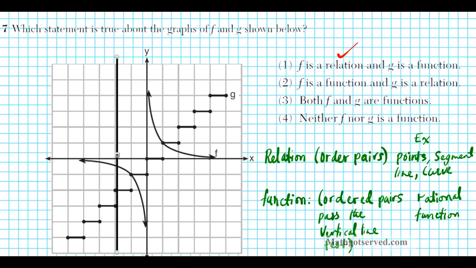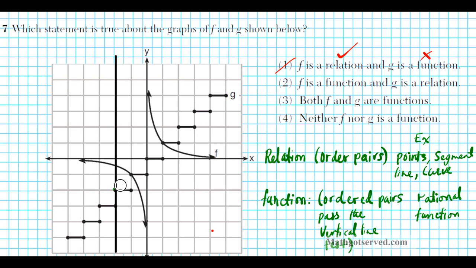How about I put it right here? What do you notice? There are 2 points of intersection. There's an intersection here and an intersection there. So what does that mean? It means G fails the vertical line test. G is not a function. So this part is false. Hence, option number 1 is incorrect.